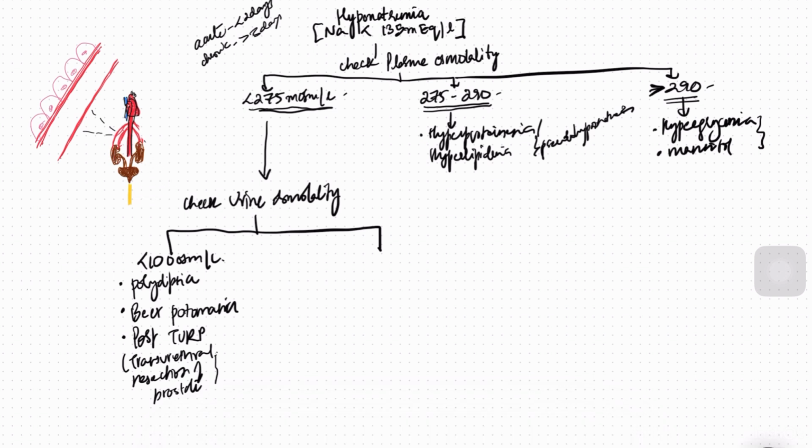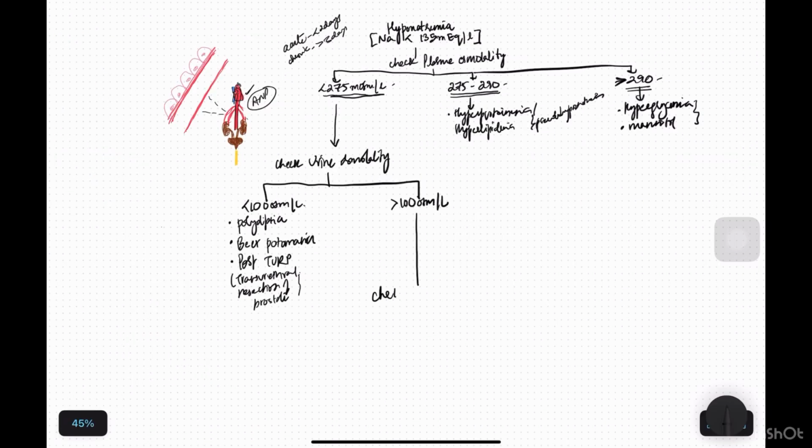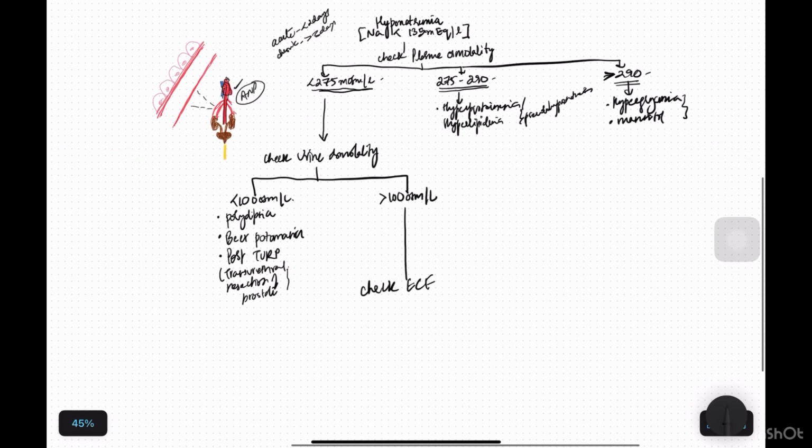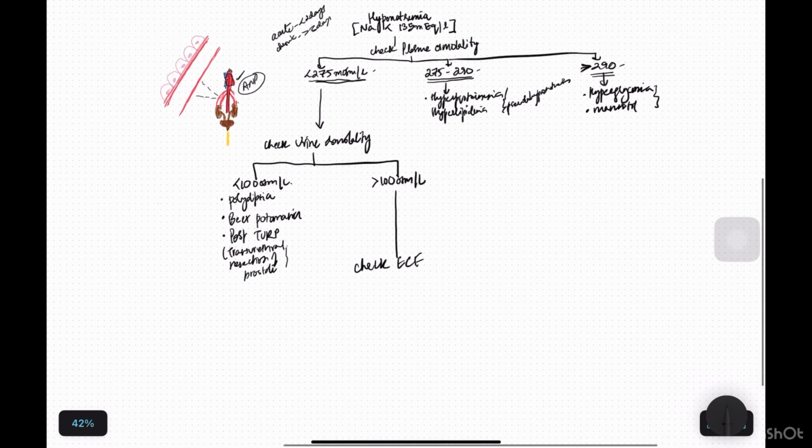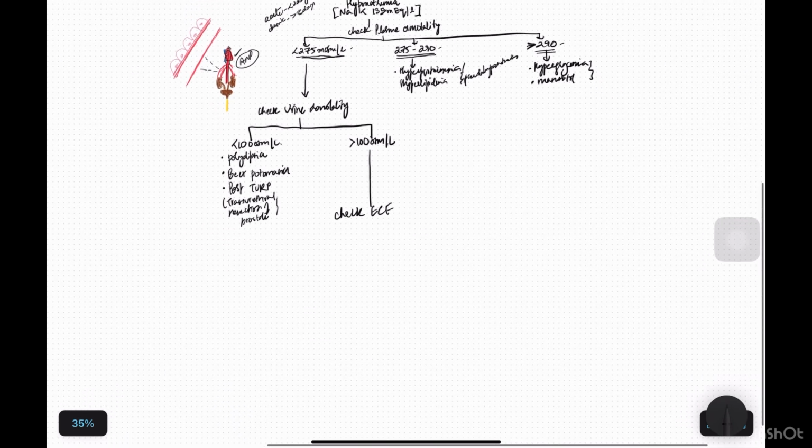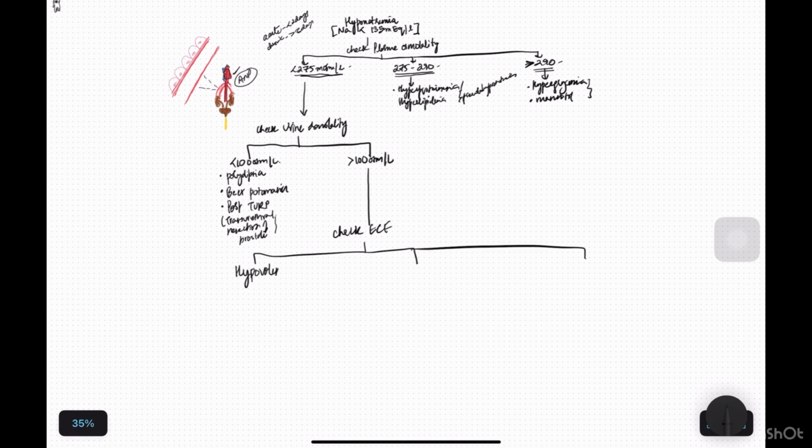The next thing, if urine osmolality is more than 100 osmoles per liter, we check the ECF, the extracellular fluid volume. So now you'll have three possibilities here. You can either have hypovolemia, less fluid, euvolemia, normal fluid, or hypervolemia, a lot of fluid.